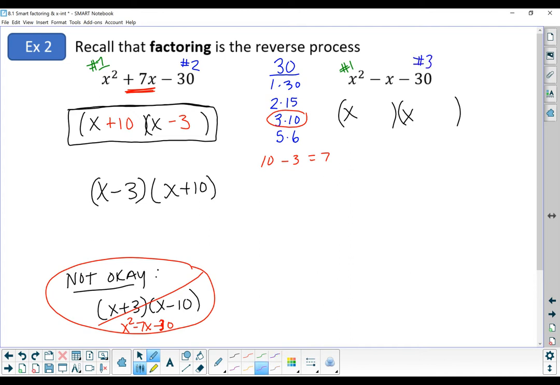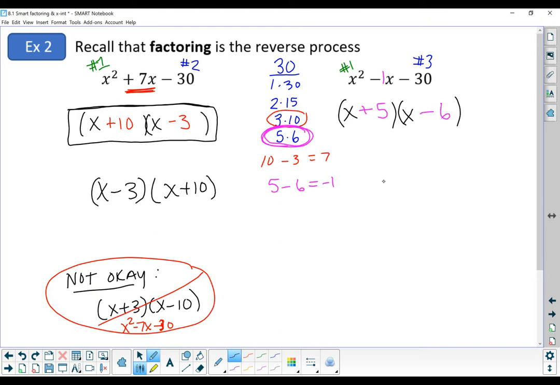Well, in this case, my middle term is a negative 1. And sometimes it's tricky to see that that's a negative 1 because the 1 isn't explicitly written, but it's a negative 1 in the middle. So on my list of factors of 30 over here, this is actually the combo I want because 5 minus 6 gives me negative 1. So in my two factors, I'm going to write down a positive 5 and a negative 6.